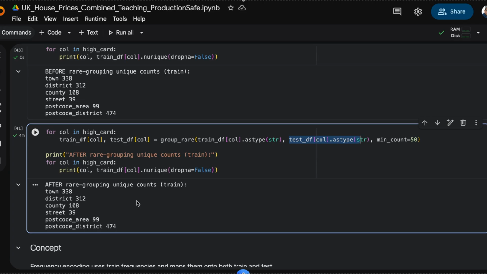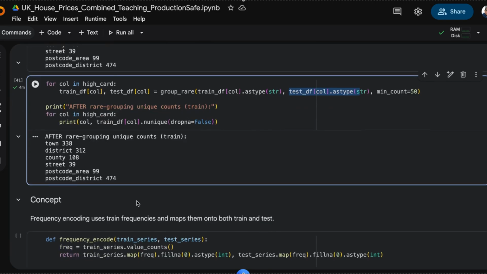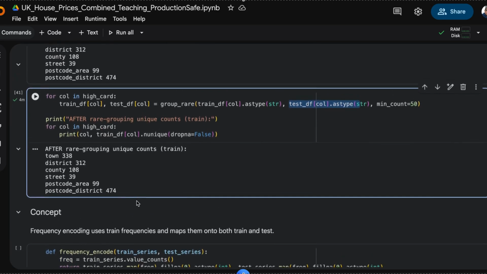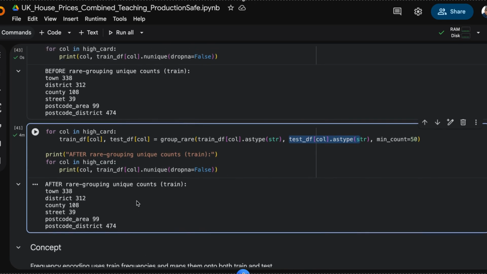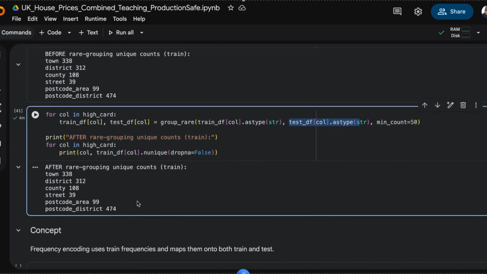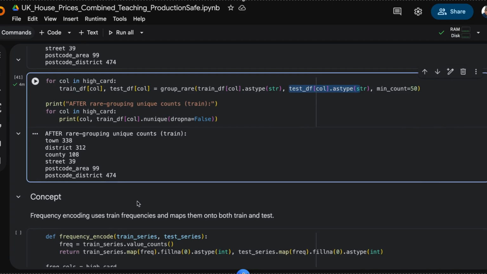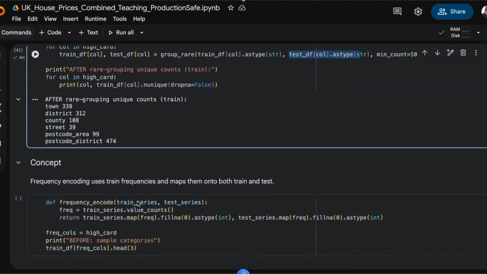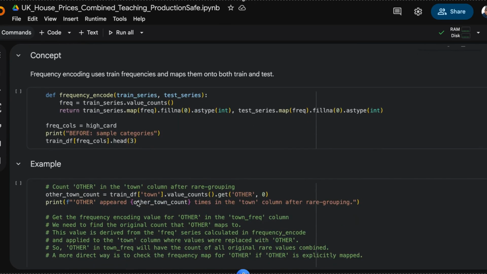By grouping rare categories, we reduce noise. We reduce overfitting. We improve statistical reliability, and we make encoding more stable. Especially for target encoding, small sample sizes can produce extreme values. Grouping prevents that instability. The next step is to convert these categorical variables into numeric representations. The first encoding strategy we apply is called frequency encoding.